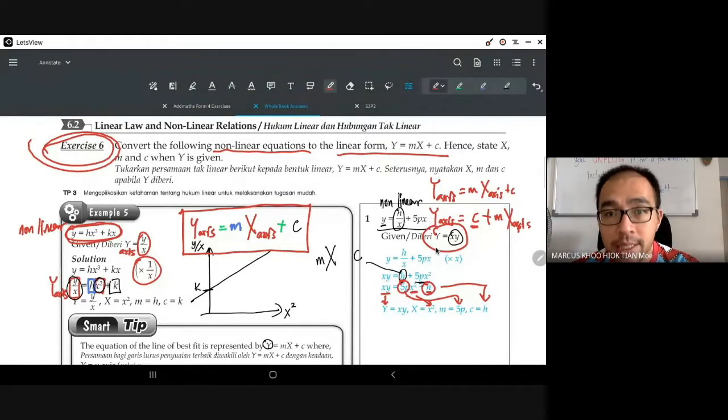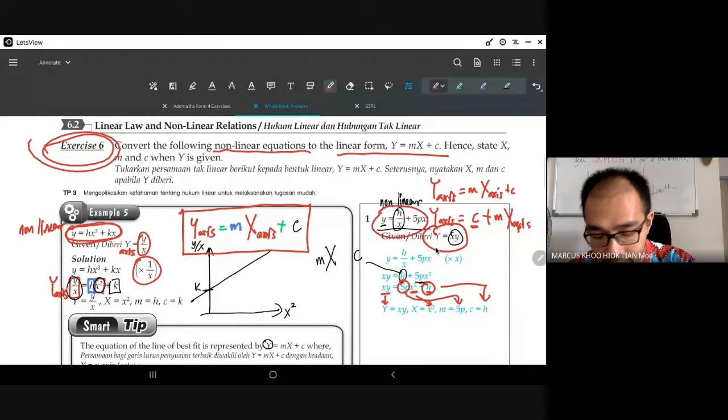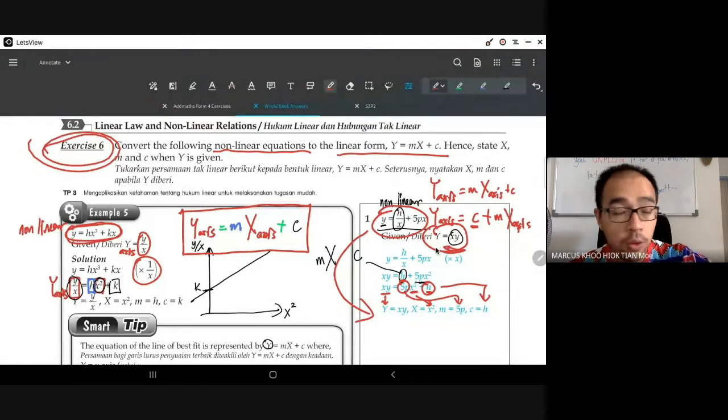So the y-axis and the x-axis can always change. It's not just y and then x. But we can change a non-linear equation like this to become a linear equation, especially if I give you what is the y-axis and the x-axis.